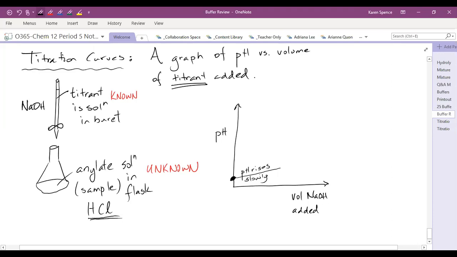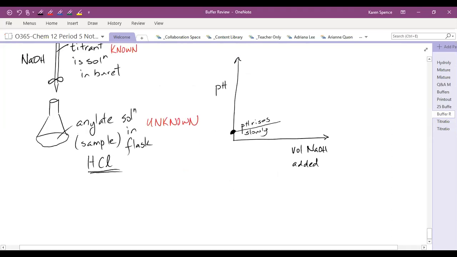And then all of a sudden you're going to go to the tipping point, which is not called the tipping point. It is the point where you switch from having an excess of acid to having an excess of base. And that is right at the equivalence point. Then we start having excess base, and the pH levels off, and it goes up, but not too much.